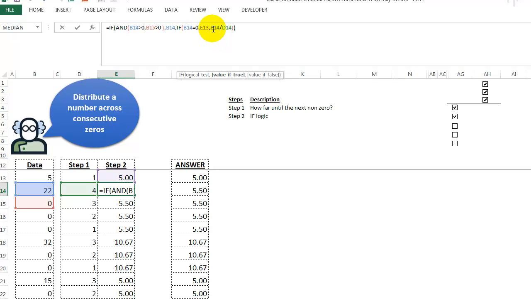And then the final condition, if the first IF isn't true, if that logical test isn't true, and if this logical test isn't true, I'm simply saying, just take B14 divided by D14 for the first time. We're taking 22 divided by 4, and we're getting our 5.5. So we'll take a look. That's true here. And let's look at another one. That final false part is saying, simply divide 32 by 3, which gives us 10.67.